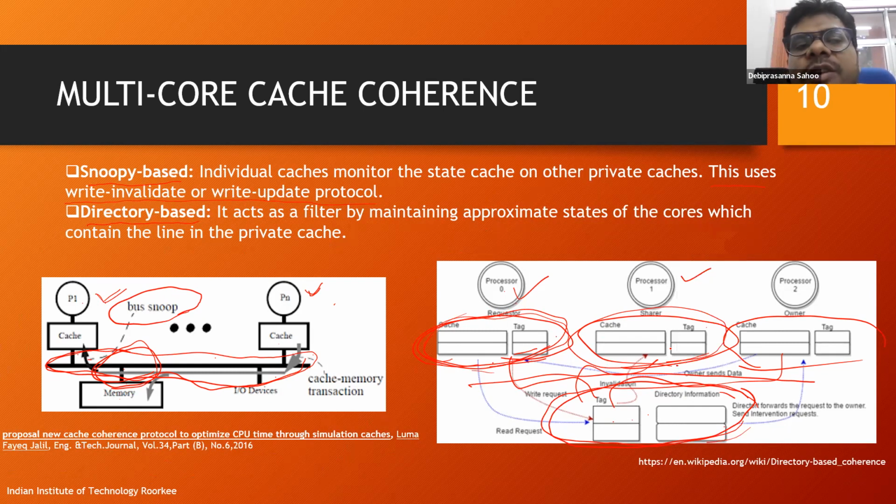Why approximate? Because once a line goes into the private cache, the particular core can do anything with that line. It might modify it, it might evict it, it might read it, or it might share it between the threads of that core. Whatever it does, it does privately inside the cache, and that will not be visible to the shared cache. So in a sense it is approximate, but it is accurate with respect to the global scenario. Once it keeps this state information, for any request from any other core for sharing, the shared cache is supposed to resolve the coherence and return the appropriate state to the requesting core.